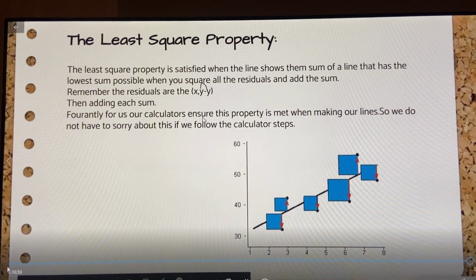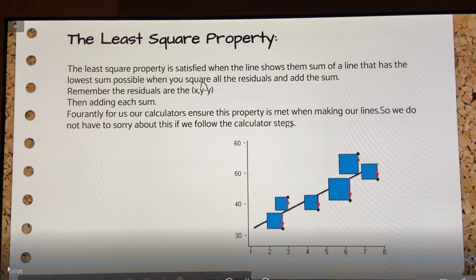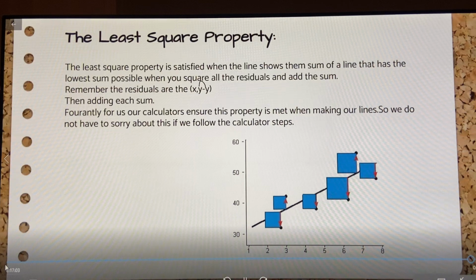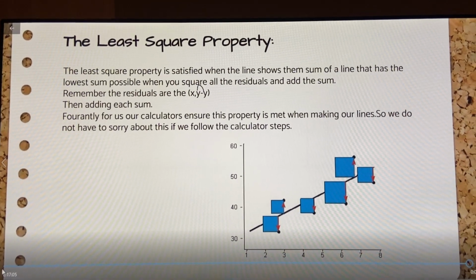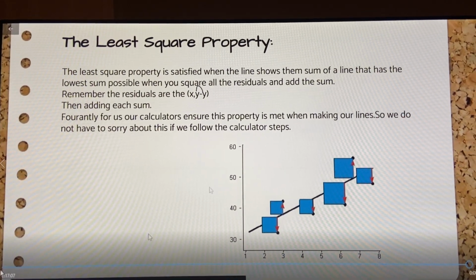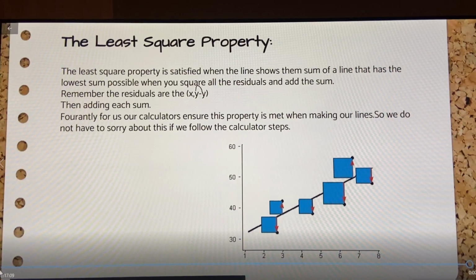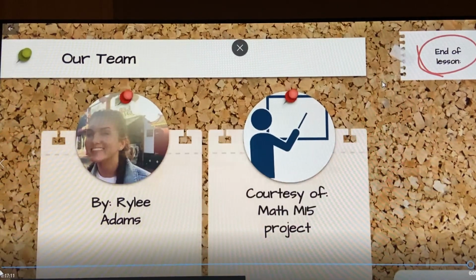Our calculators fortunately do this for us, so we do not have to worry about it, but it is good to know that the lines that we get are going to give us the lowest possible value for this, and they're based upon this.